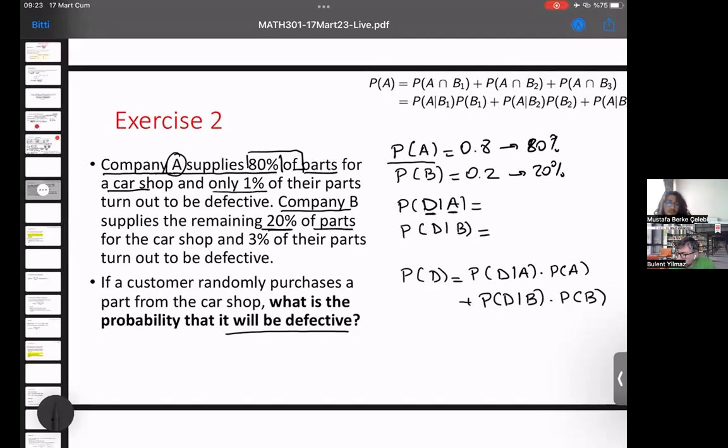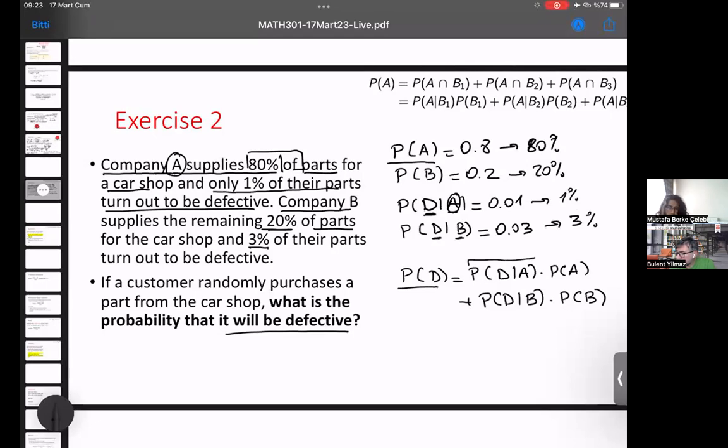Only 1% of their parts turn out to be defective. So I know that it's coming from company A and it is defective, 0.01. That means 1%. The probability of obtaining a part which is defective when it comes from company B is 3%, 0.03, and it is 3%. And then finally, I will do this calculation, probability of defective, and then probability of defective given A.